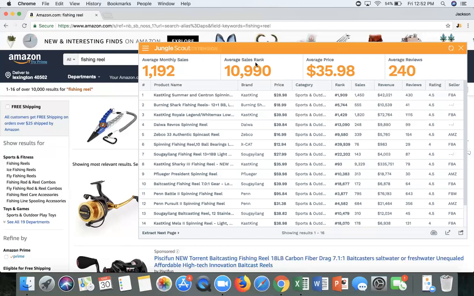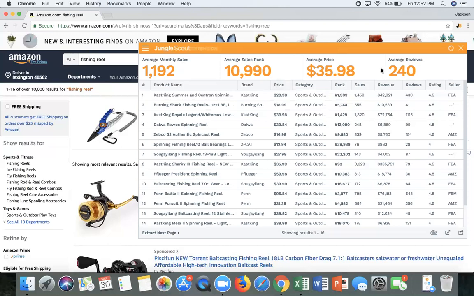Next, we're going to skip sales rank. This is just, I believe, how high the product is ranked in Amazon. So 10,900. There's so many products in Amazon. That's a good one. But like I said, don't even look at average sales rank, at least starting out.